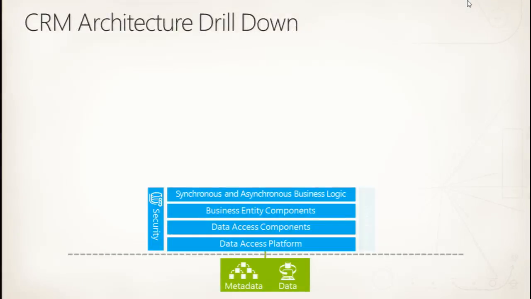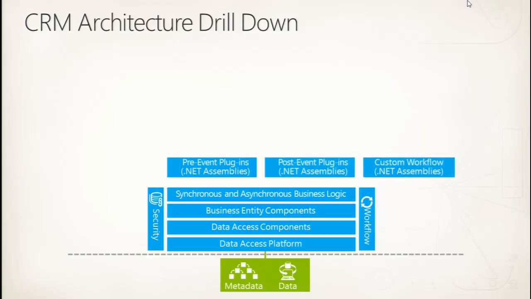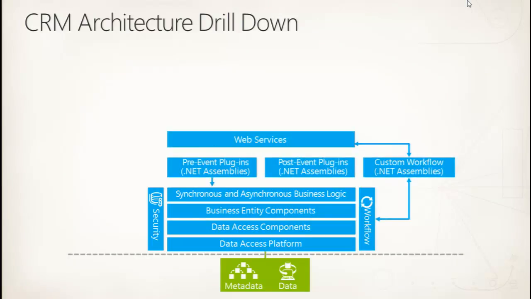And again, for the architects and developers in the room, I just want to show you a quick peek into the deep dive architecture of CRM. Again, it's a classical 3-tiered model. We have our data and metadata stored in a SQL Server at the bottom. And again, we support SQL 2008 to SQL 2012, the latest release. In fact, we are running SQL 2012 in our CRM Online database.